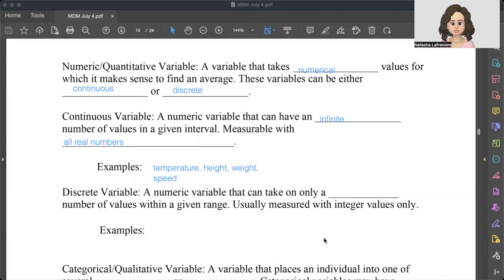A discrete variable is a numeric variable that can take on only a finite number of values within a given range. So for example, number of dogs, number of goals scored, number of siblings. You can't have literally 1 million dogs and literally 1 million siblings, right? So make sure to write that down. I'm gonna have to clear it. If you need to pause the video, have at her.